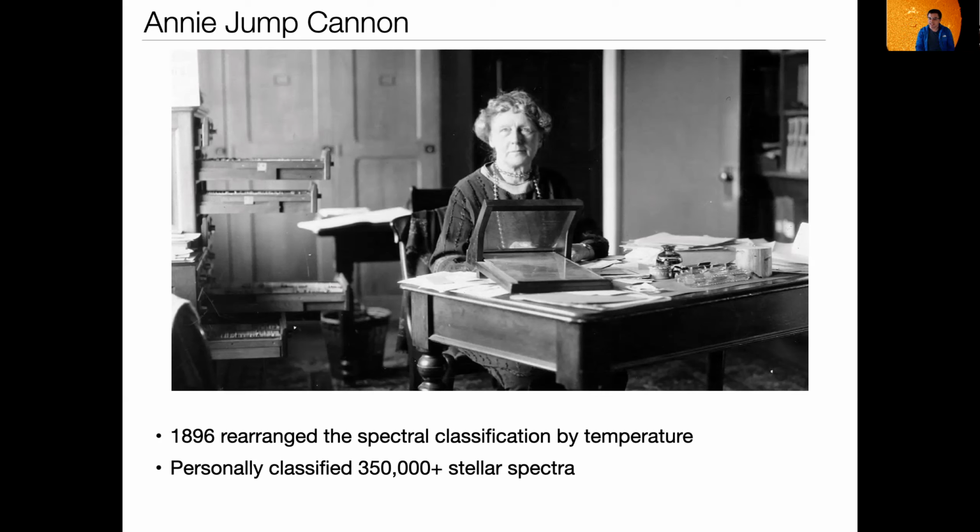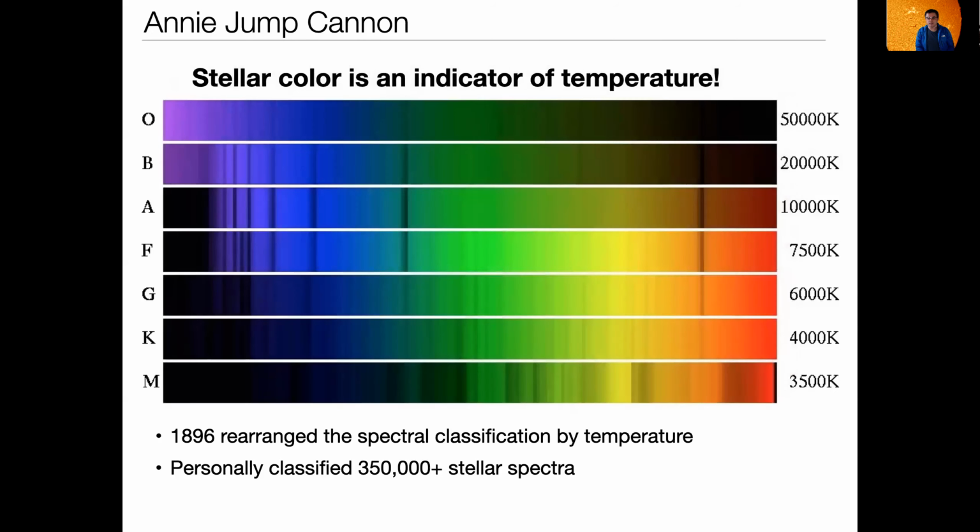So it no longer was in alphabetical order, A, B, C, D, F, G. It's now in what we call spectral order, which is O, B, A, F, G, K, M. We all make up mnemonics to remember that, and I'll tell you about that in a minute. But when she did that, she made probably one of the most important discoveries in the history of astronomy, which is that the color of a star is indicative of its temperature.